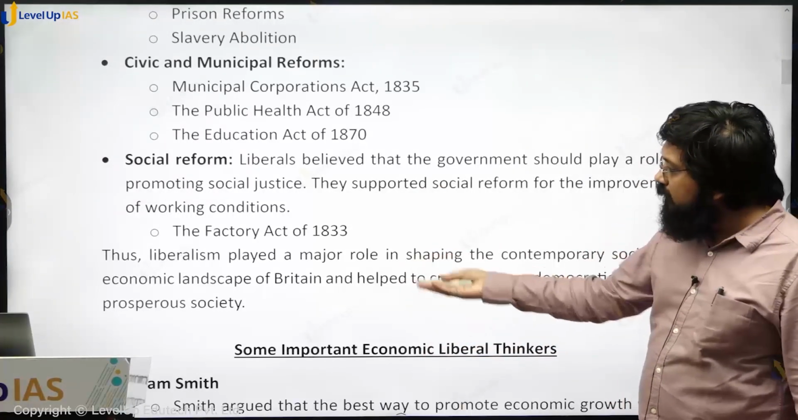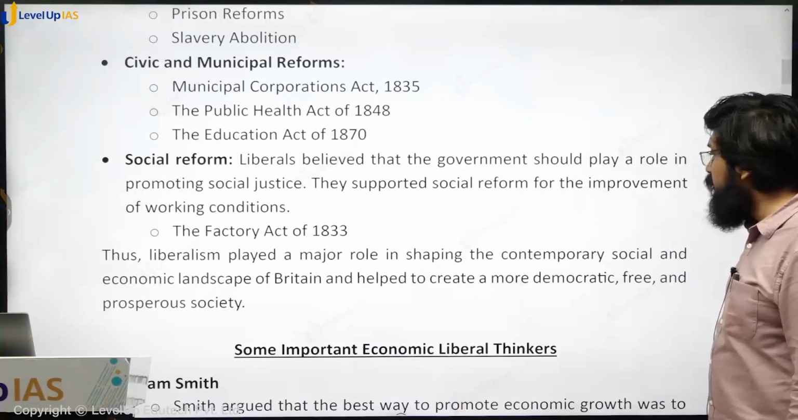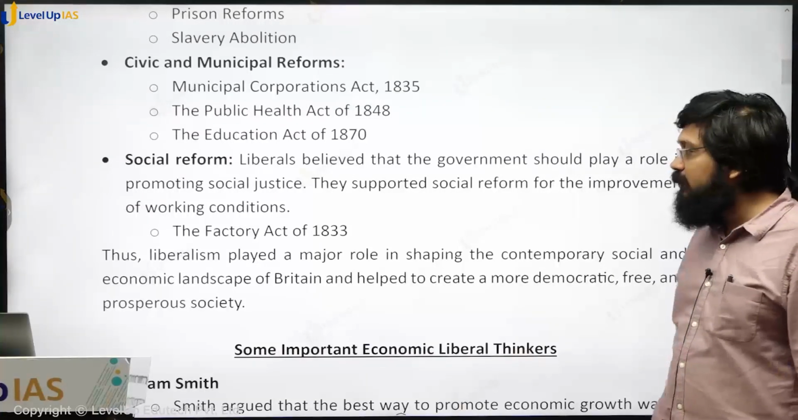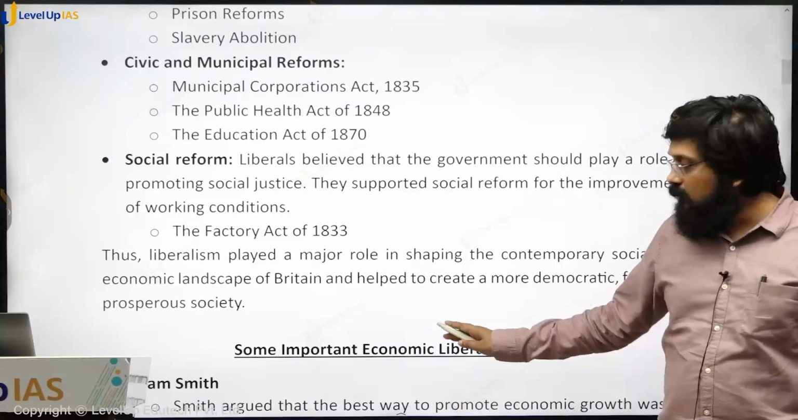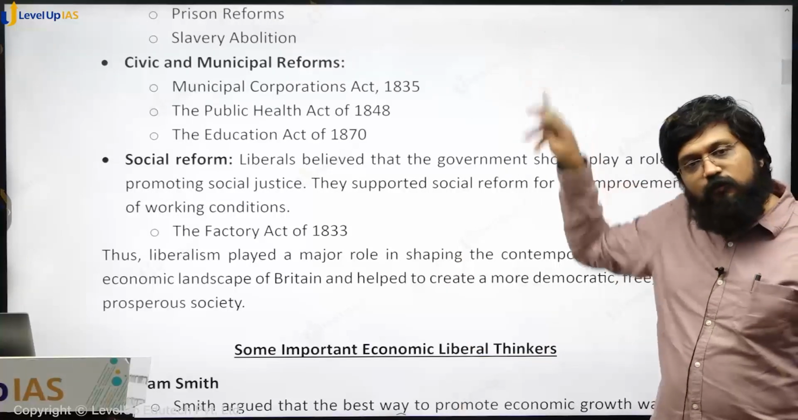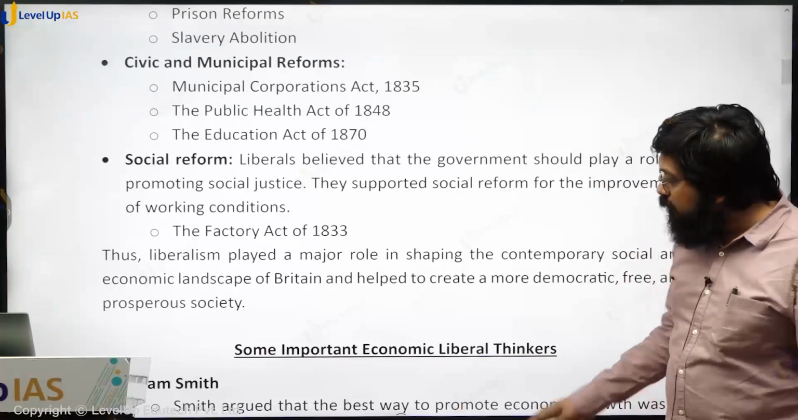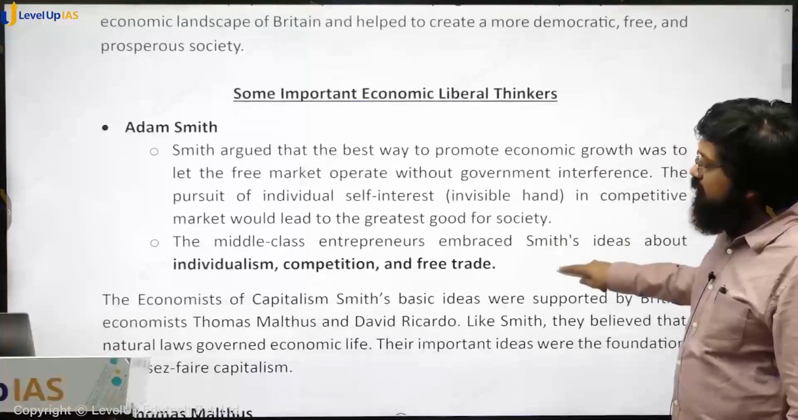Thus, liberalism played a major role in shaping the contemporary socio-economic landscape in Britain and helped to create a more democratic, free and prosperous society. तो ये आपका आंसर हो जाता है for these initial two questions of 1980s. बड़ा simple question. But we have to focus on some thinkers specifically.